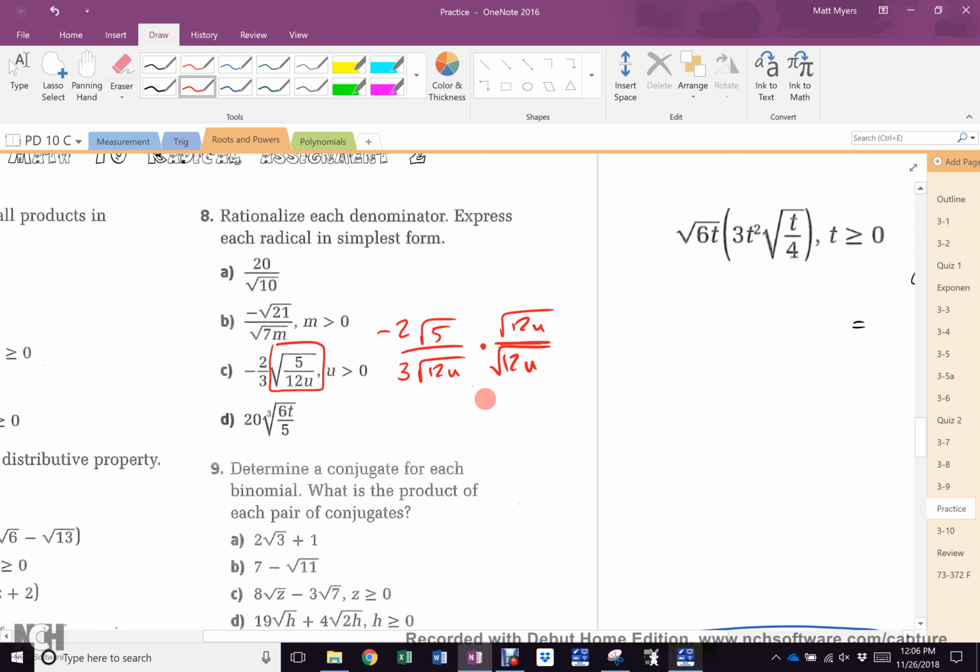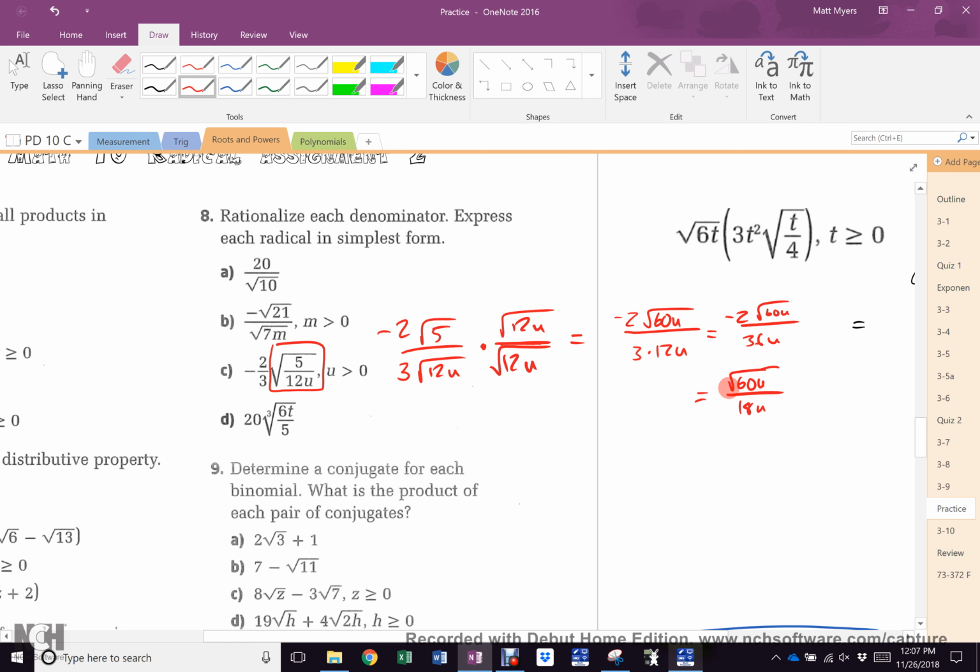Okay? So, now, -2, what's this coefficient? No, this coefficient, right where my 1 should be. -2 times 1 is? -2. Root, what's 5 times 12u? 60u. Over. What's on the bottom now? 3 times what? 12u. Which is -2 root 60u over 36u. Can you do any simplifying yet? -2 and 36 will become root 60u over 18u, correct?